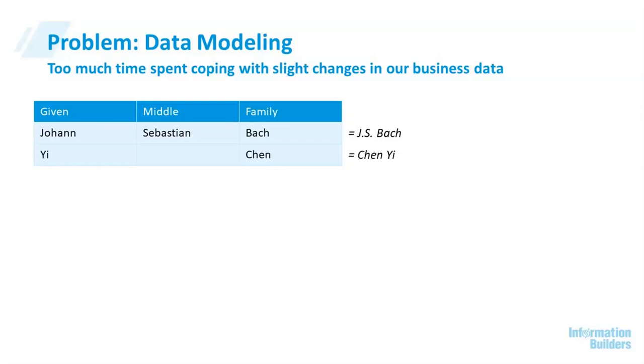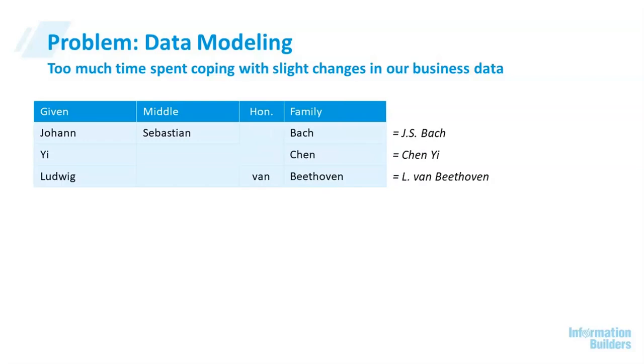Good job. We did a good first take on our data modeling. However, we quickly find things like honorifics. Ludwig van Beethoven is not a guy with the middle name Van. Van is part of the last name, but it's not used in alphabetizing. The B is what you alphabetize with. So you've got a different set of rules that come in when you make this accommodation for the honorific Van and Ludwig van Beethoven, both for abbreviation and for alphabetization.